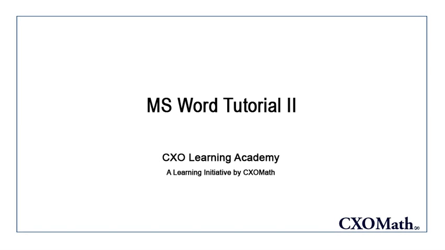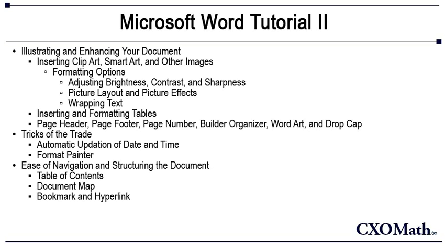This video is the second tutorial from the series of Microsoft Word tutorials. In this tutorial, we're going to learn how to enhance your existing document by adding illustrations and tables, such as by inserting clip art, SmartArt, and other images, adjusting the color and the brightness of those pictures, how to wrap text around them, and how to insert and format tables in your document, whether they're from Excel or an existing table from Microsoft Word.